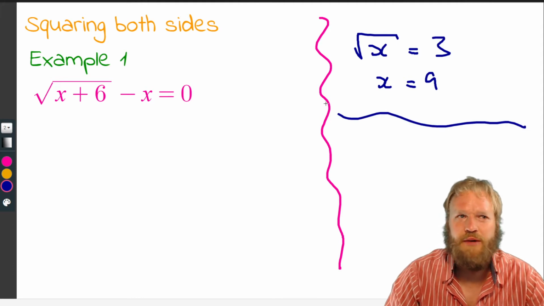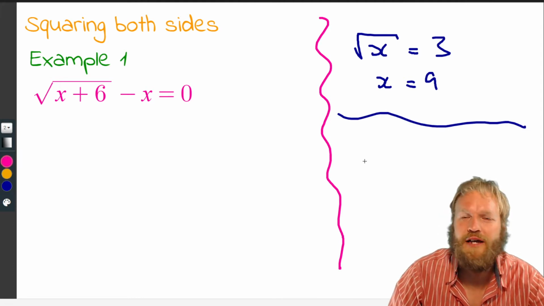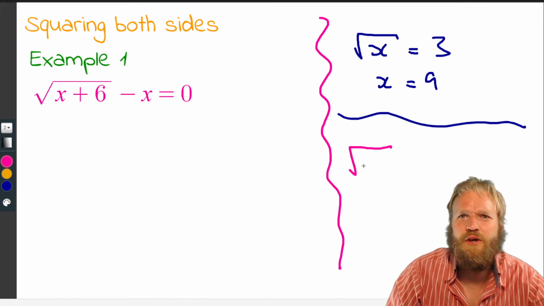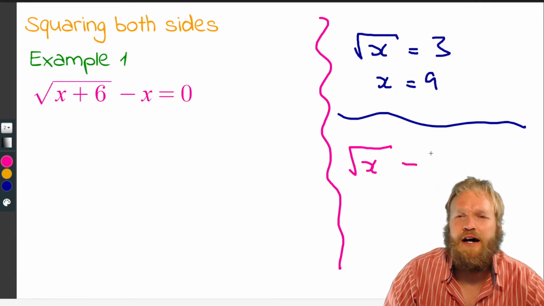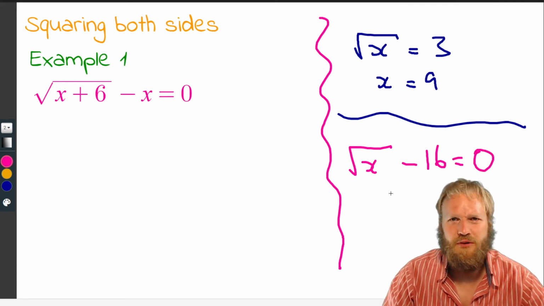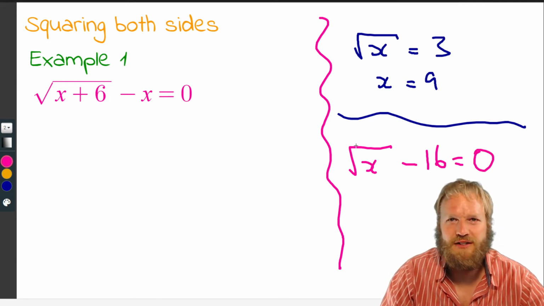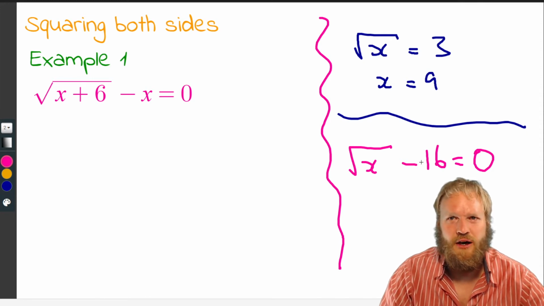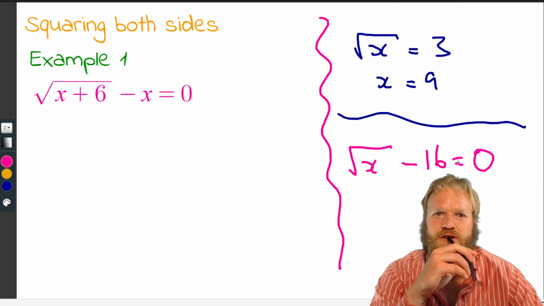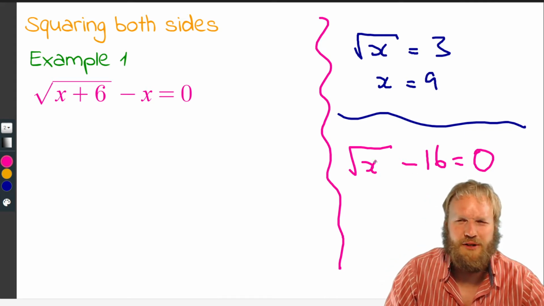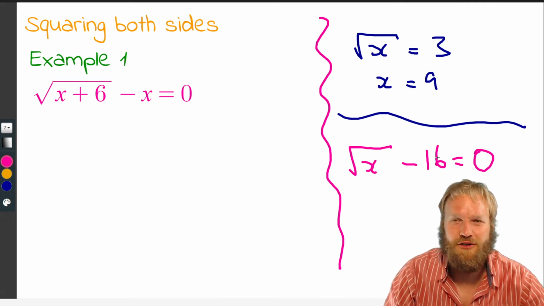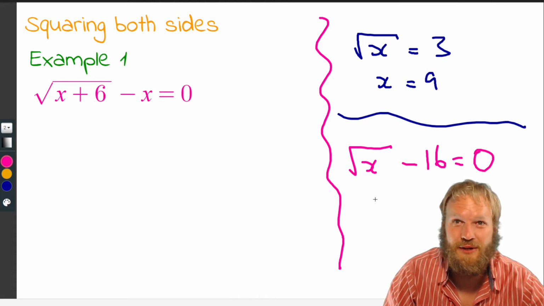Okay, so what happens if something is a bit more complicated? The square root of x minus 16 equals 0. So what is the value of x such that the square root of it minus 16 is 0? Well, you might be tempted to think 4, because of the square root of 16, but let's keep our wits about us. Let's turn it into the one that we had before.